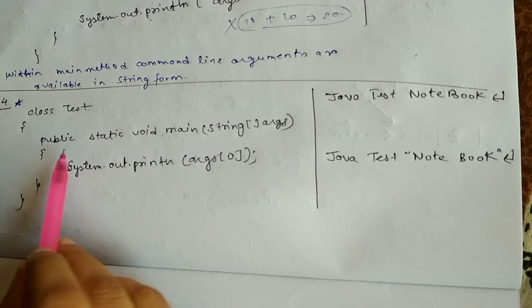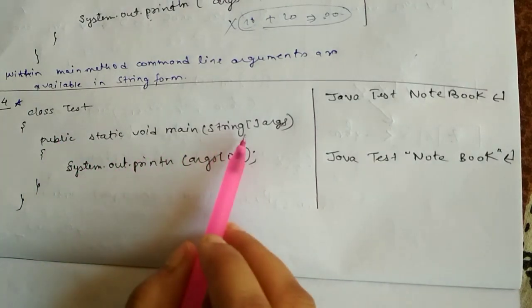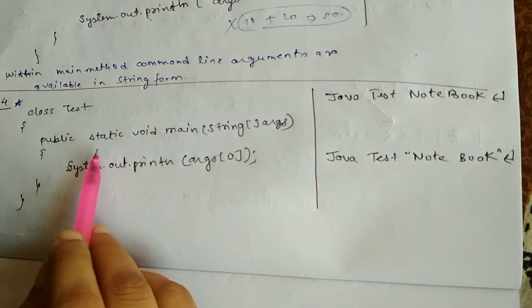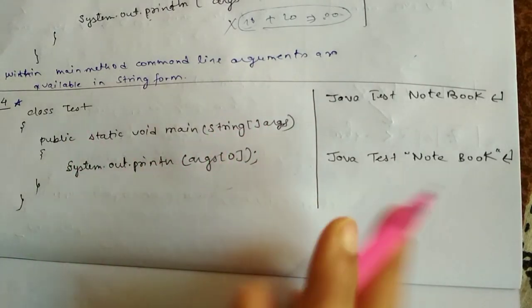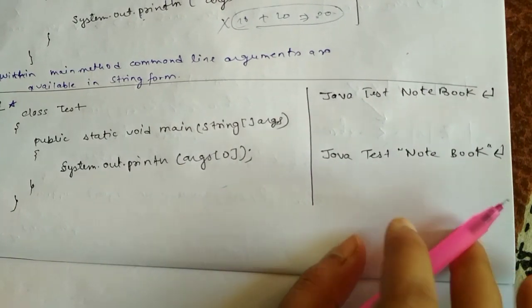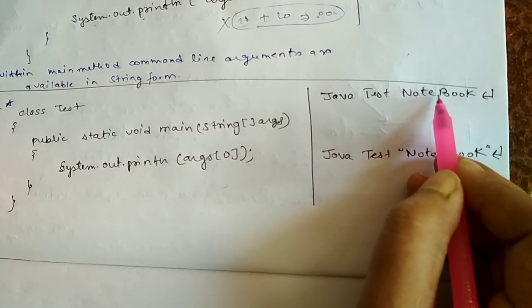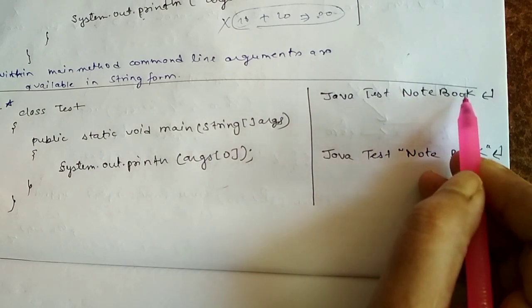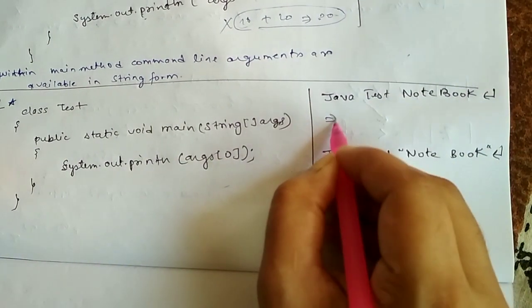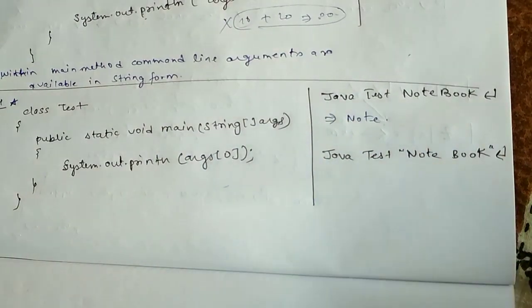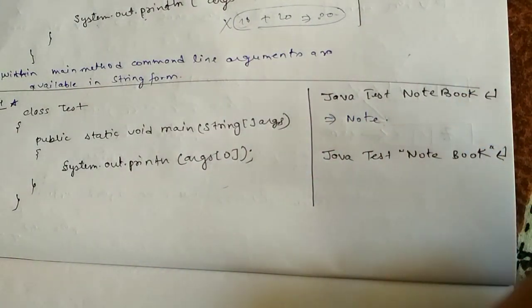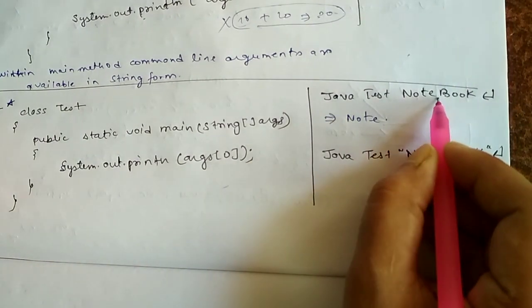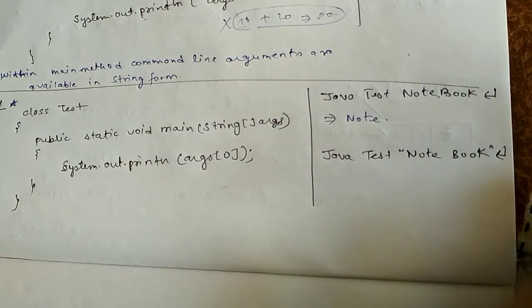Suppose we have written this short program in which we take an input from the user and display it back to the user. Suppose the user gave the input as note, a space, and then book. The output here will come as only note. The command line prompt, while executing, prints everything which is before this space. After the space it won't count.